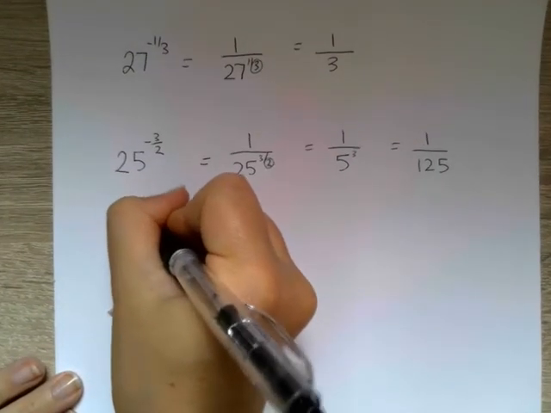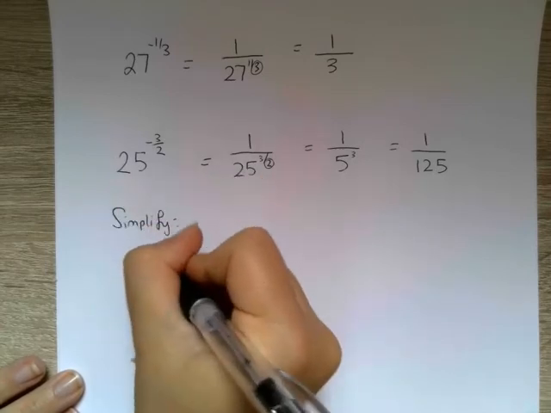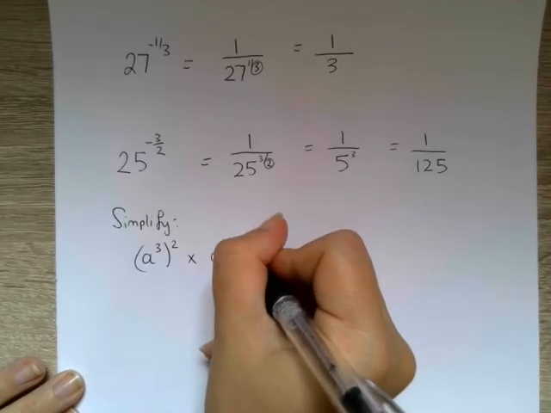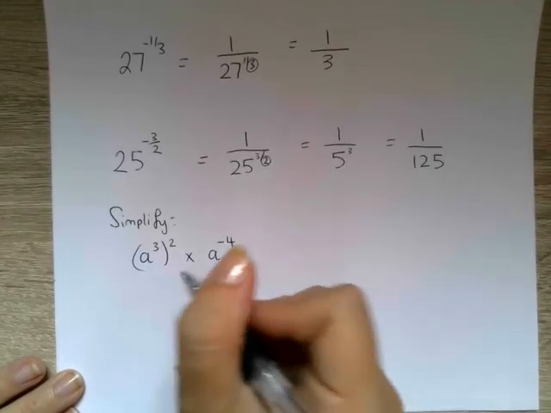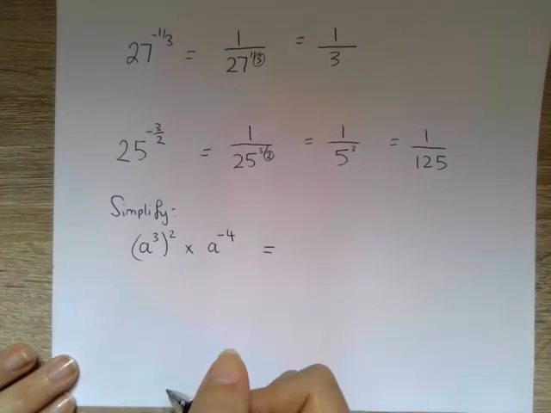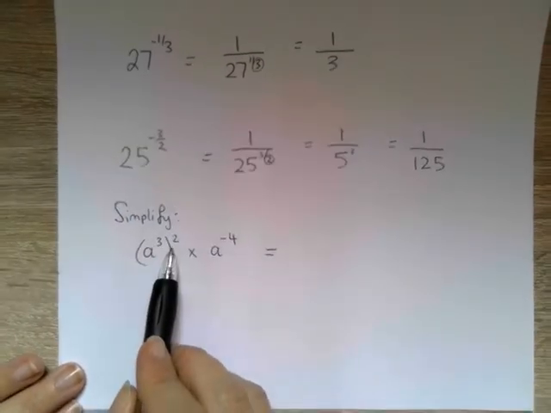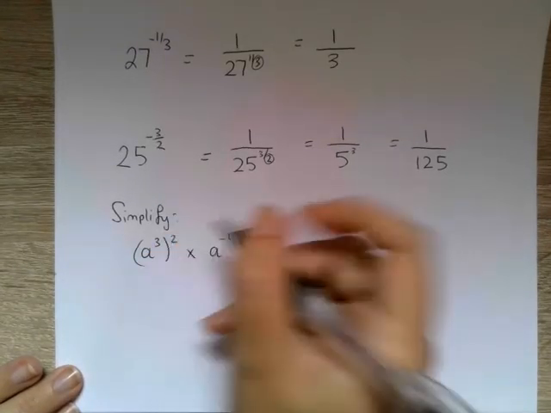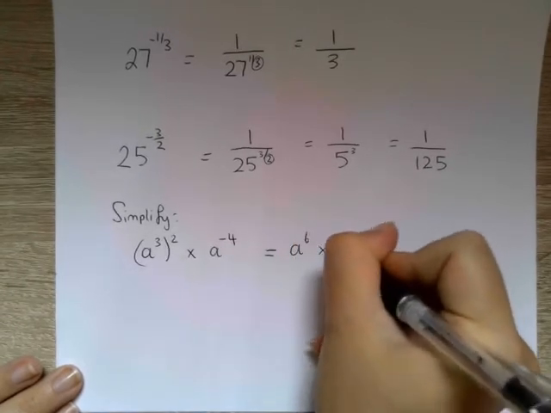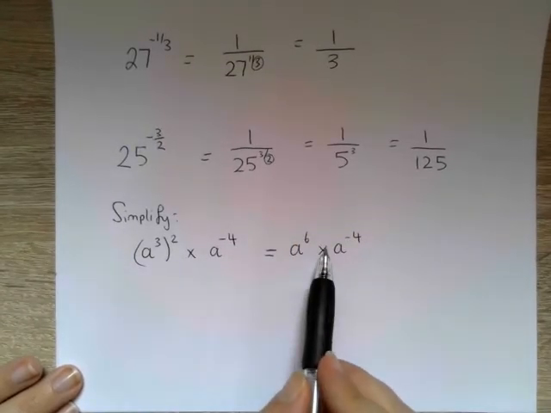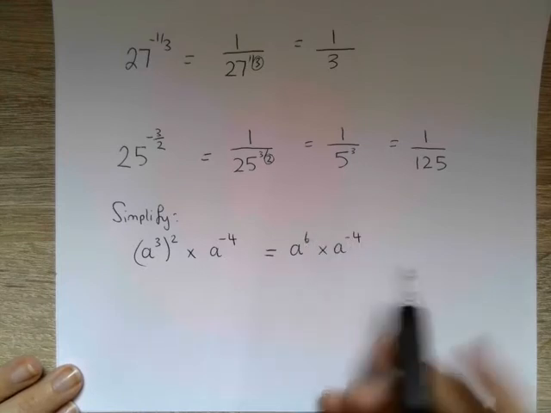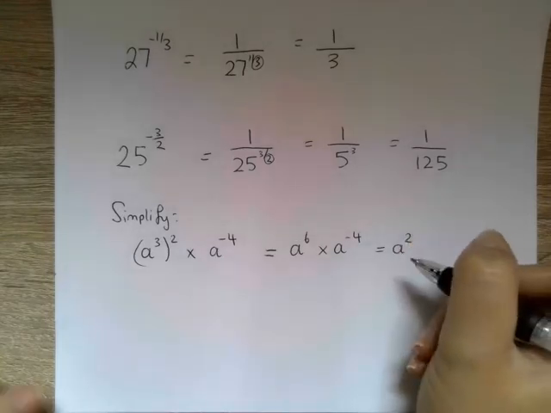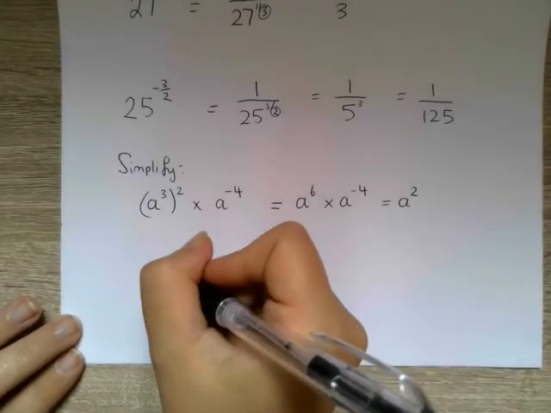So it might be something like simplify something like this. I think what else they might do. We'll try this one for now. So something I should have mentioned previously is that when you've got brackets like that, you times those indices together. So 3 times 2 is 6. And now we're multiplying, so you're going to add those indices together. So 6 plus minus 4, that's like 6 taken away 4, so that would give me a to the power of 2.